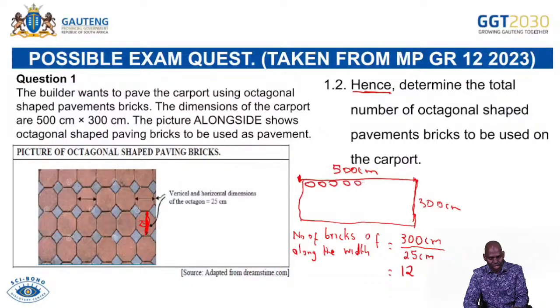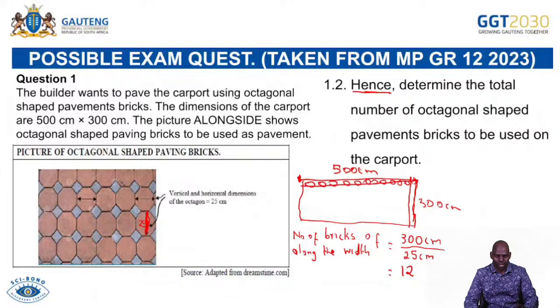So here I've got 1, 2, 3, 4, 5, 6, 7, 8, 9, 10. Actually, it must be 20. So it's 20 this way, and then it's going to be 12 this way. So it's 20 lengthwise and 12 breadthwise.